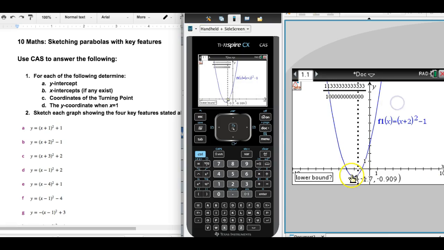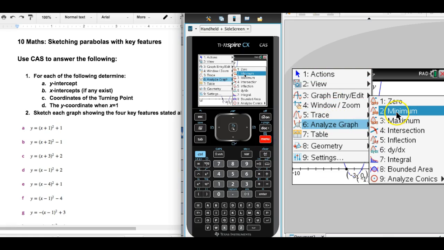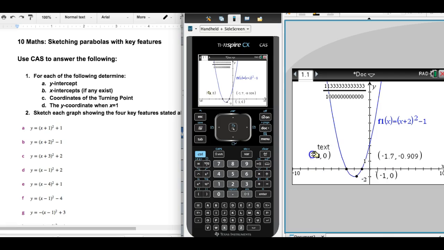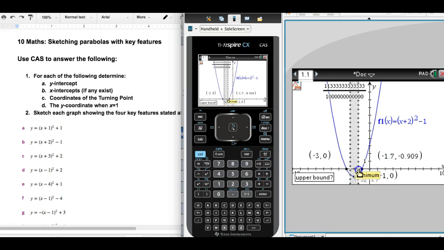Your x-intercepts, it looks like it's going through -1 and -3, but let's just check. I think that might be our turning point. Let's just move you out of the way. No, that wouldn't be our turning point. I don't know what that point is there, because I know just by looking at the graph that it's not our turning point. Oops, looks like I've actually got a point on there. Anyway, let's move on. Minimum. So we go to the left, then to the right. It's -2, -1 for our turning point.